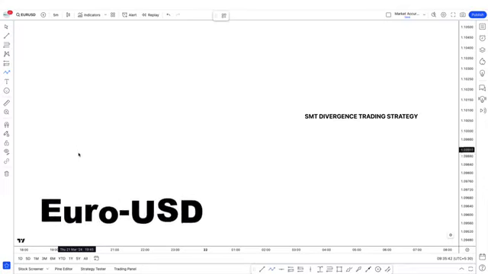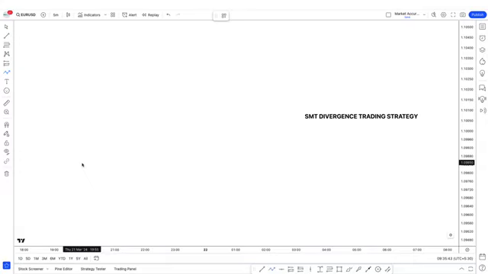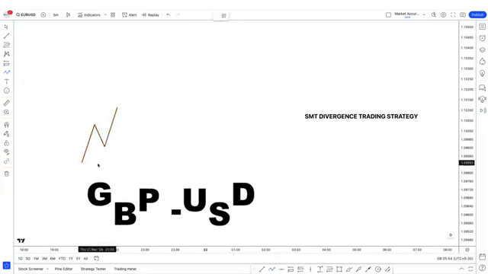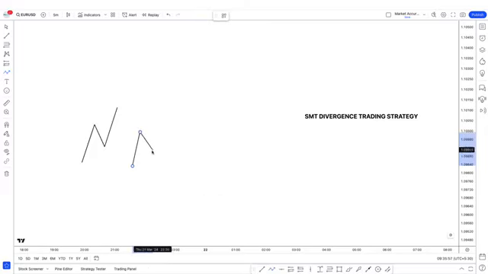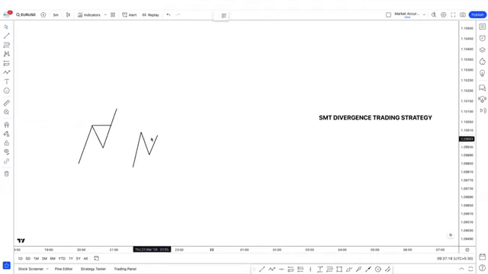So let's take EUR/USD and GBP/USD as an example. Let's say that EUR/USD made a higher high, higher low, and higher high, while the GBP/USD made a higher high, higher low, and failed to make another higher high. So what does this show us? Right here, for me, this is the liquidity sweep, and this right here is a shift in order flow.